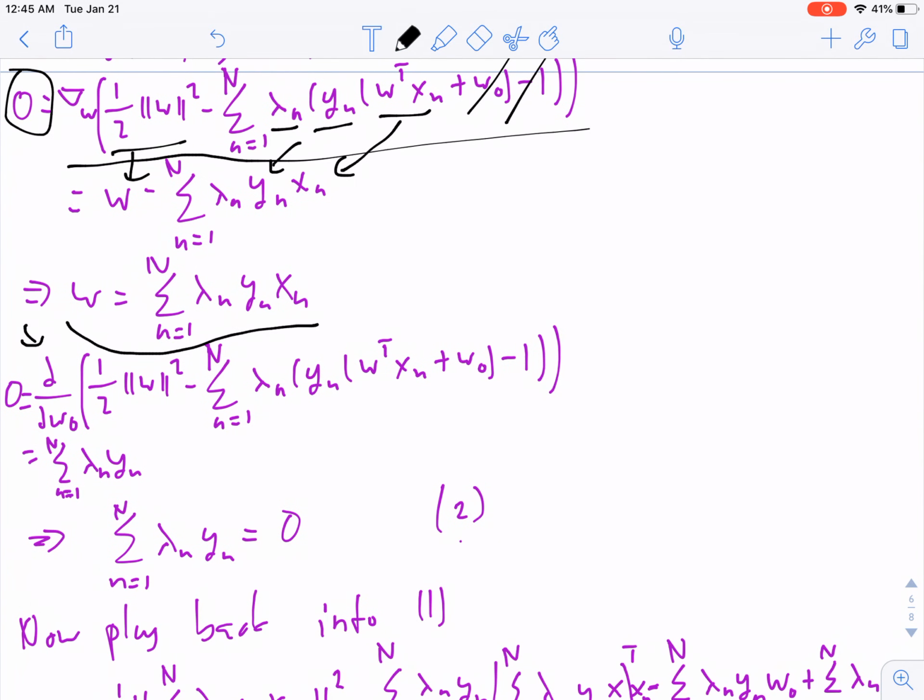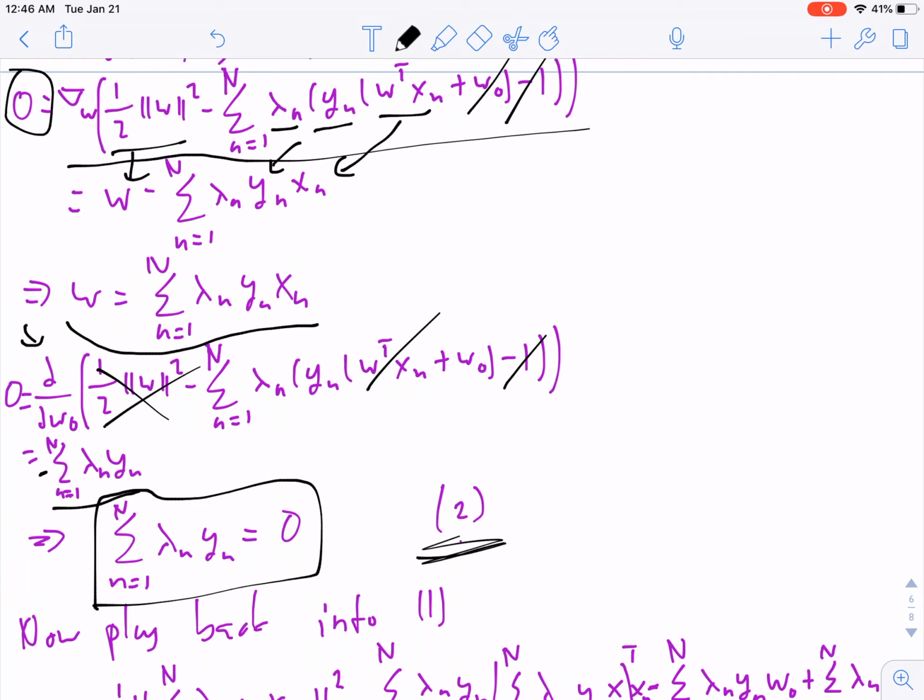Now we're also going to do a similar thing. We're going to take the derivative with respect to w naught. This first term is not going to matter since it has no dependence on w naught, and neither are these two terms. So we're just going to be left with some negative sum of lambda n yn w naught, and then the derivative of that is just the sum from n equals 1 to N of lambda n yn. And you can add this negative if you want, but it's just equal to 0. So we're going to rewrite this by multiplying both sides by -1: the sum over all the data points of lambda n yn just gives us 0. And I'm going to refer to this as equation 2 because we'll need it in a little bit.